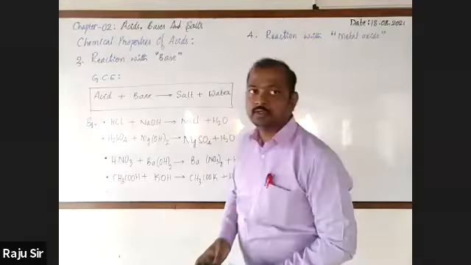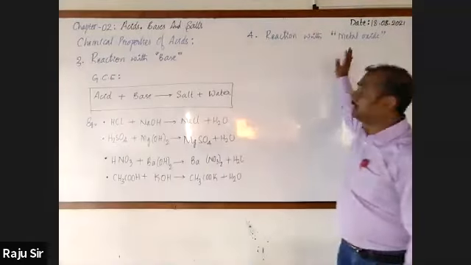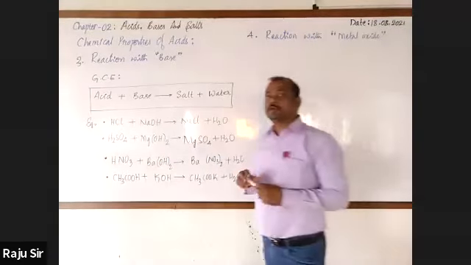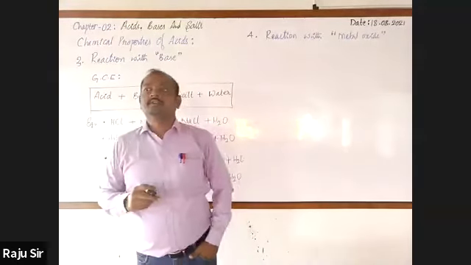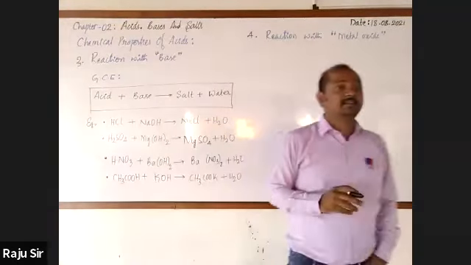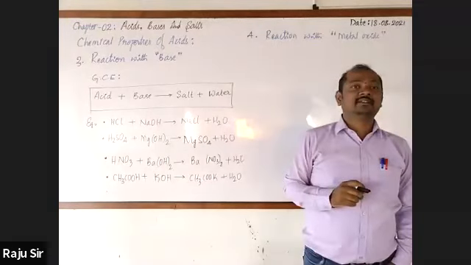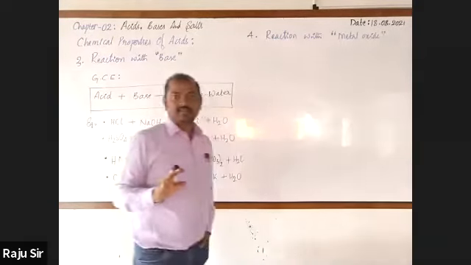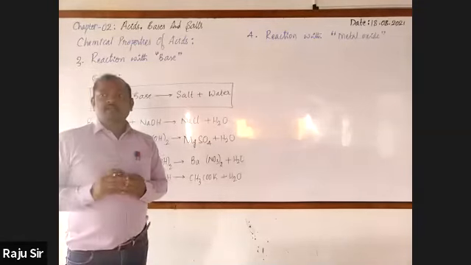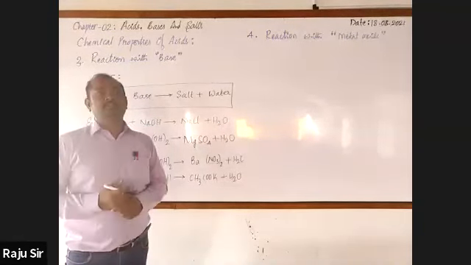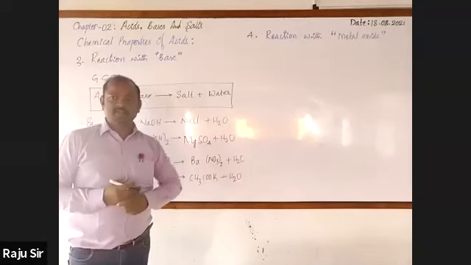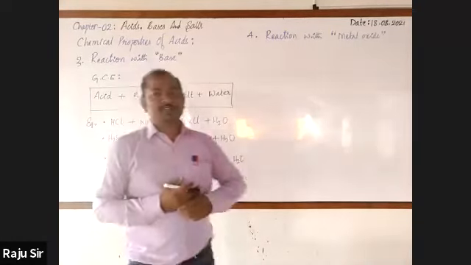Now, I'm going to take one such metal oxide. Listen to me. A brown color metal. What is that brown color metal? Copper. And we also know what happens when it is heated strongly. It turns into black color.